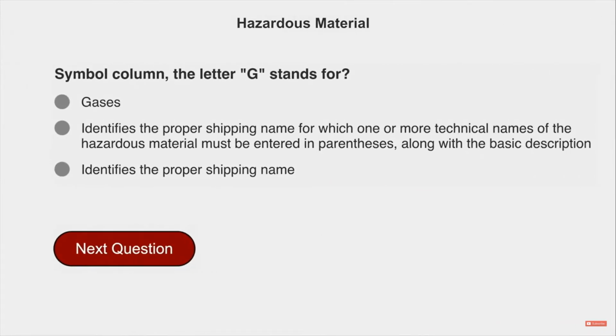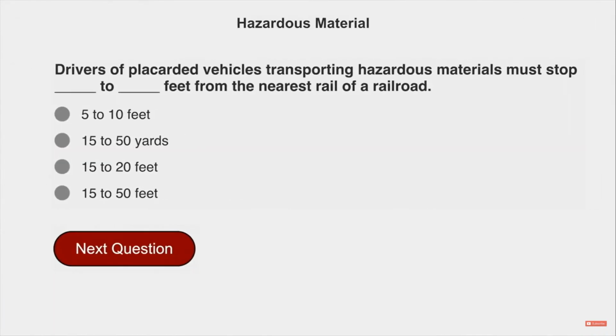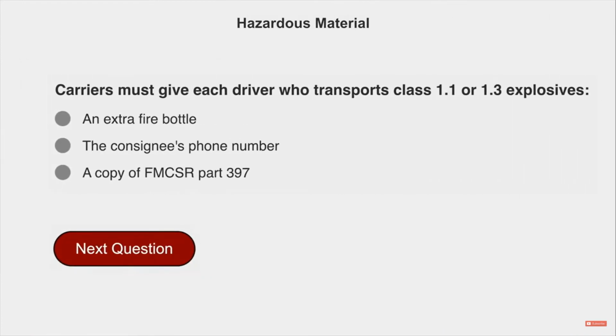Symbol column. The letter G stands for identifies the proper shipping name, for which one or more technical names of the hazardous material must be entered in parentheses, along with the basic description. Drivers of placarded vehicles transporting hazardous materials must stop 2 feet from the nearest rail of a railroad. 15 to 50 feet. Carriers must give each driver who transports Class 1.1 or 1.3 explosives a copy of FMCSR Part 397.